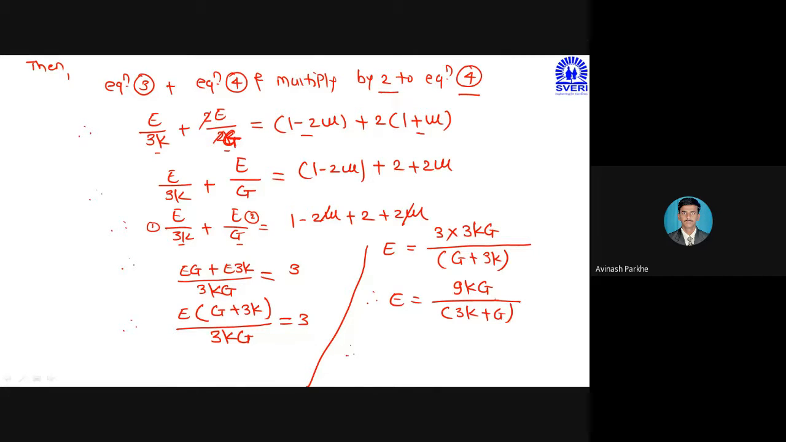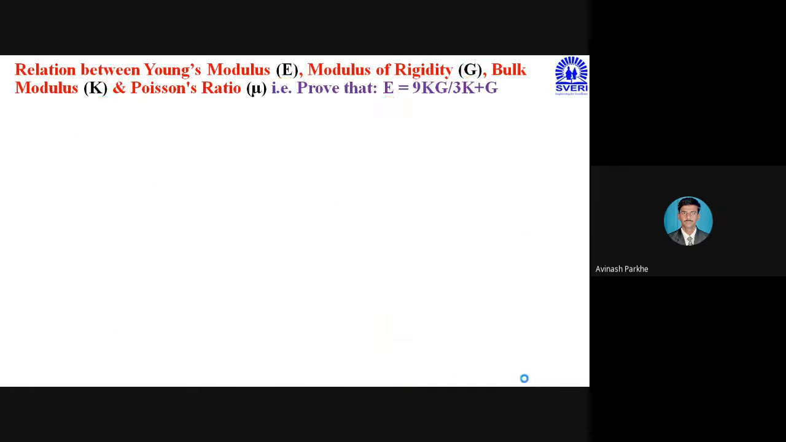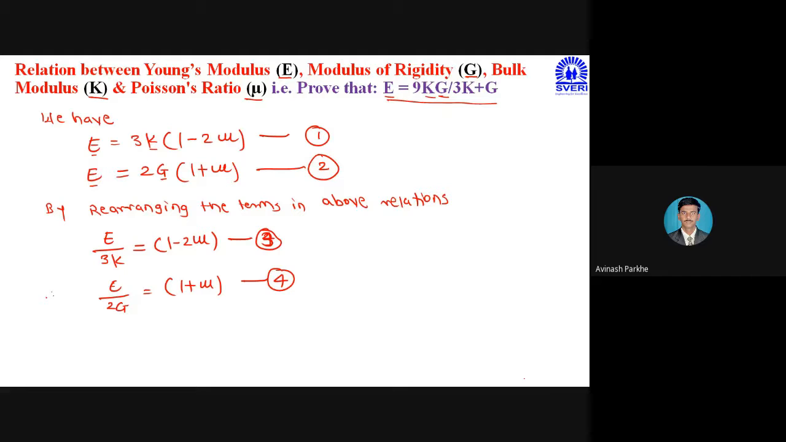Or I can write the same relation, E is equal to 9 kc, because G is also represented by C, divided by 3k plus C. So this is the relation between all the three elastic constants. So whatever we have to prove, that is E is equal to 9 kg divided by 3k plus G.